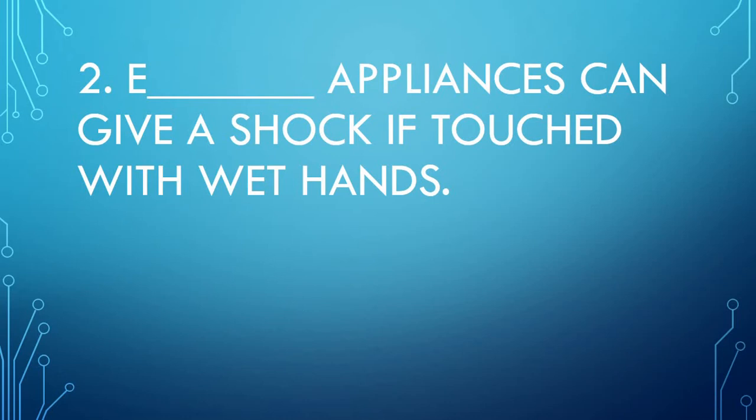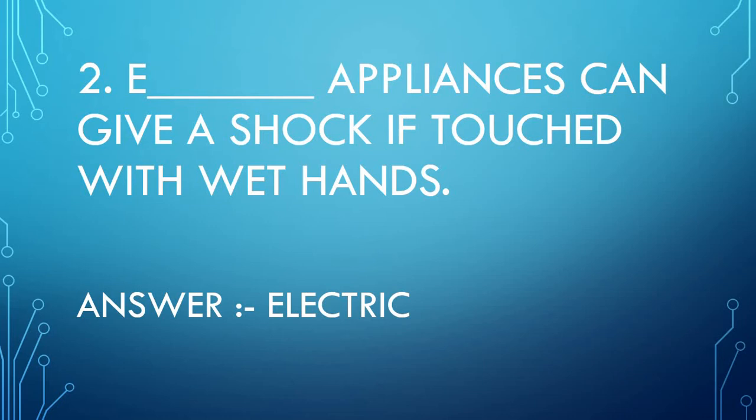E dash appliances can give a shock if touched with wet hands. I repeat the question, try to write the answer on your own. E dash appliances can give a shock if touched with wet hands. This was even there in question 1. So if you remember which appliances, okay, if you have written the answer, check your answers. If you haven't written the answer, write it down from here. The correct answer is electric. So note down the spellings, and if you have already written the answer, check your spellings.